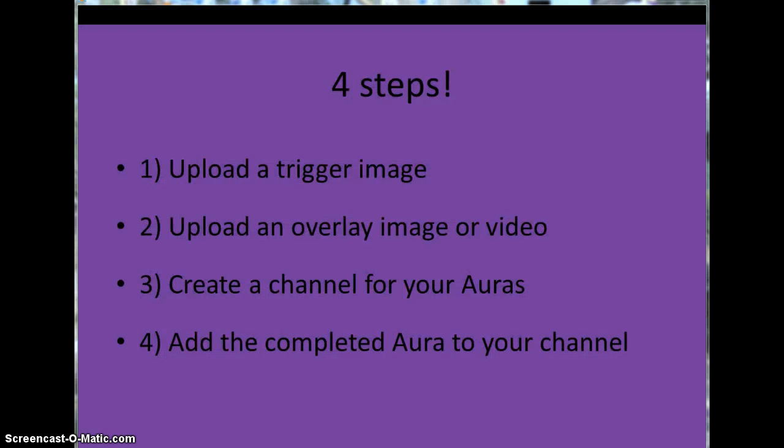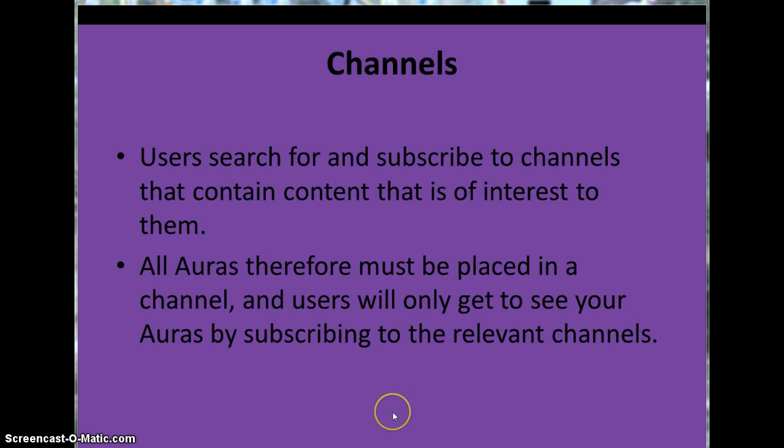So out of the 4 steps, we have looked into the first 2. We've uploaded our trigger image and we have uploaded a video that goes with the trigger image. The next step is to create a channel for your auras. So what do we mean by a channel? A channel is a place where you would upload all your auras, and this is a place where your users will search to find things of their interest, so they would be subscribing to your channel.